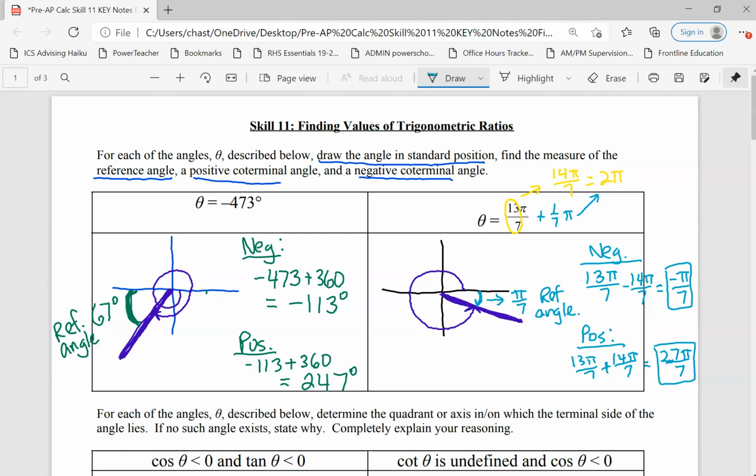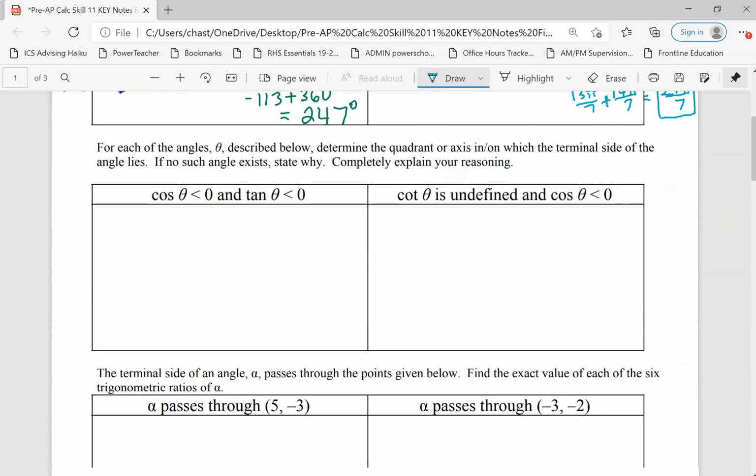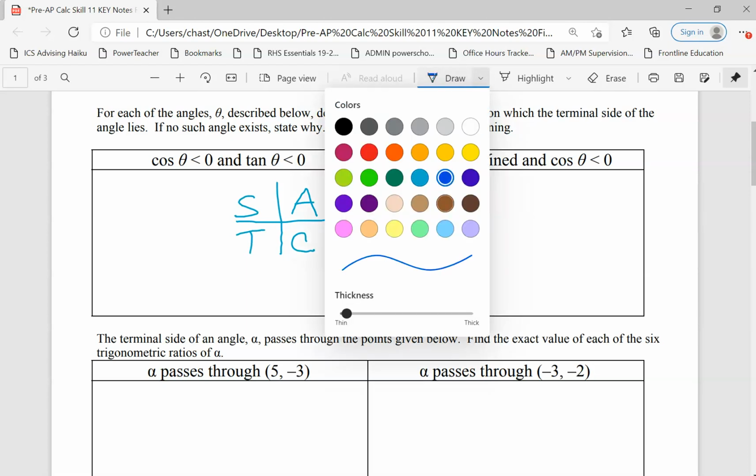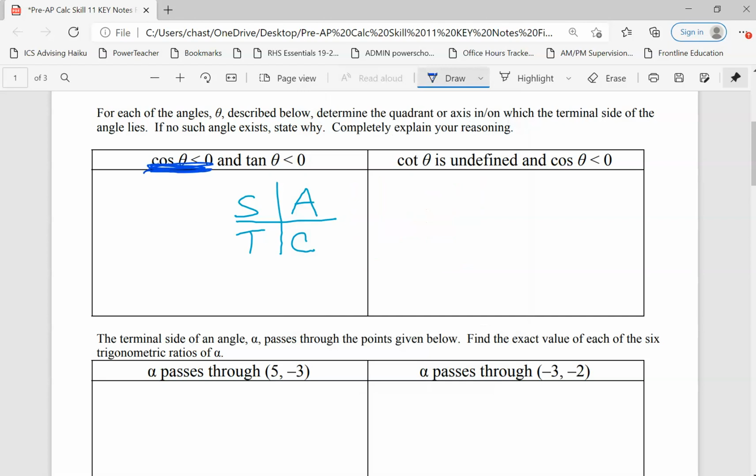Now let's review how to determine where an angle is going to lie given some information. Here we're told that cosine of theta is less than 0 and tangent is less than 0. So I'm going to draw my All Students Take Calculus diagram, All Children Take Showers, and use some elimination. Cosine is negative. That eliminates quadrants 1 and 4, because those are where cosines are positive. Tangent is also negative, which means it can't be quadrant 3, because in quadrant 3 tangent is positive, so we must be in quadrant 2.